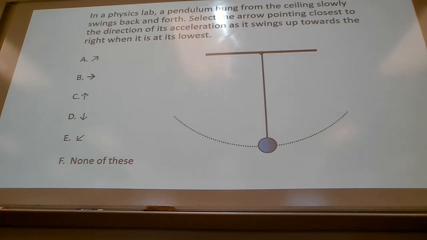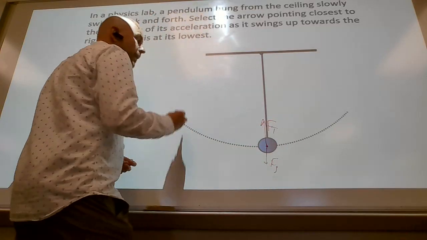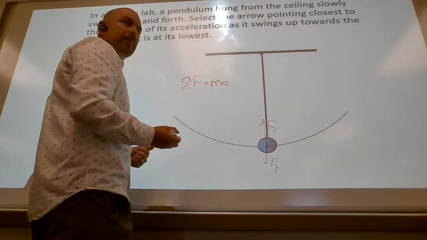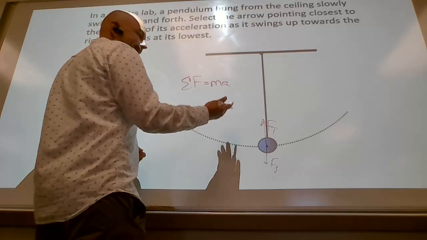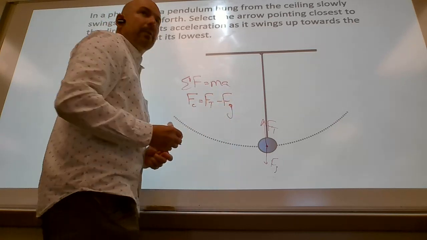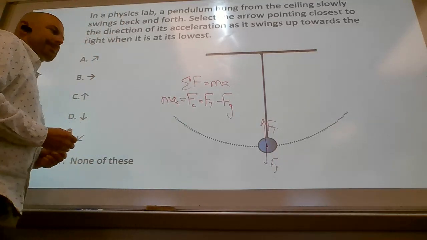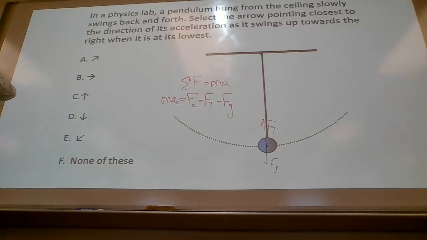Correct answer is C. Okay, what forces are acting on it? Gravity and tension. Okay, and that net force is equal to mass times acceleration. So in this case, we're going to do centripetal: force of tension minus force of gravity, and so mass times centripetal acceleration towards the center of the circle. Good? Okay. And that force is always in the same direction as acceleration. Always.